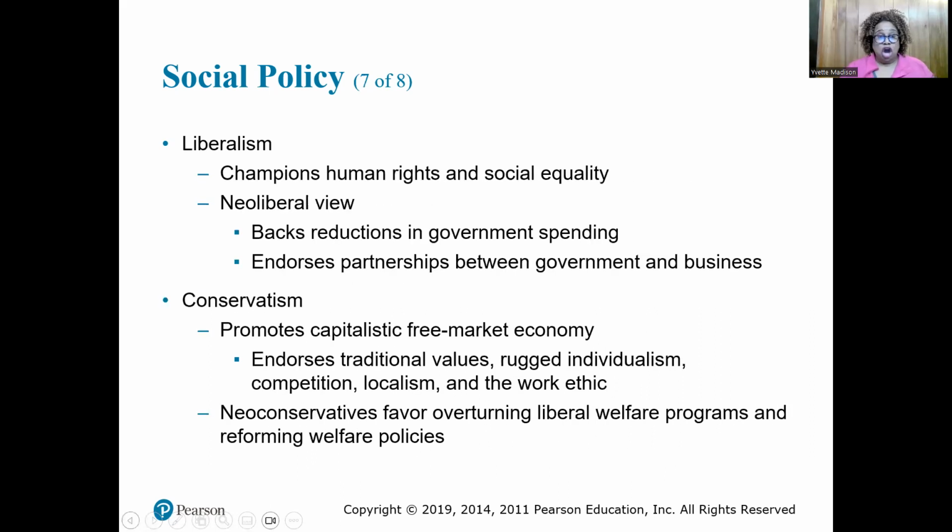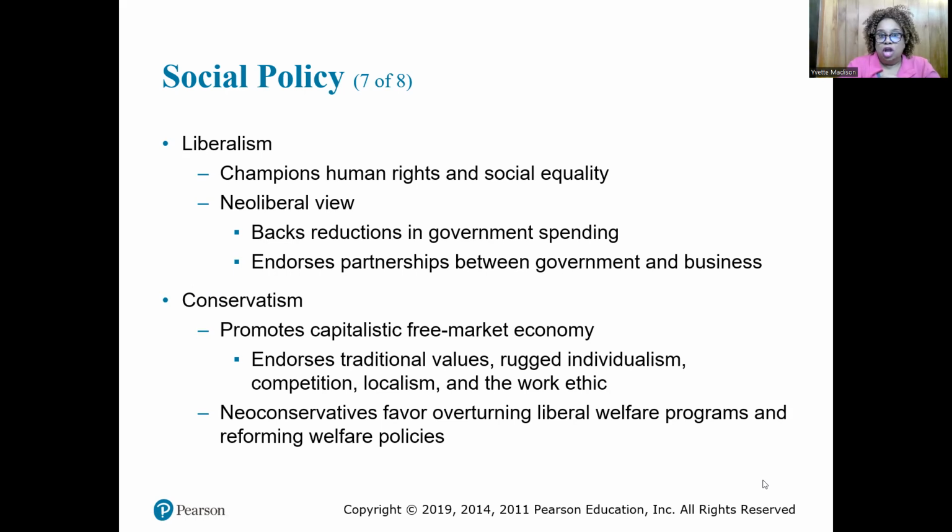So I'm going to go back and talk about liberalism. When we talk about our liberal perspective, it is looking at social welfare as a function of the government and client rights. When we're talking about liberalism, we're looking at this from the perspective of, if I can introduce a little bit from the Elizabethan Poor Laws.